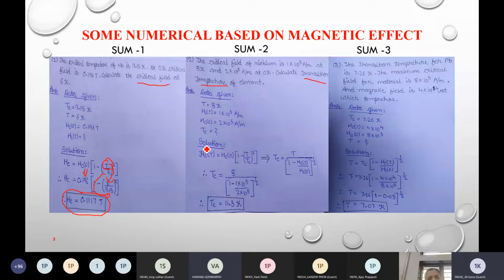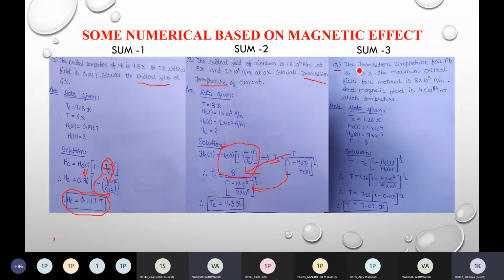By using this formula, first we take out the value of Tc, that is T upon the square root of 1 minus Hc of T divided by Hc of 0. After substituting all the values and square rooting the denominator term, we are getting Tc as 11.3 Kelvin.